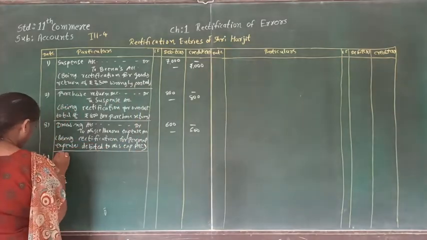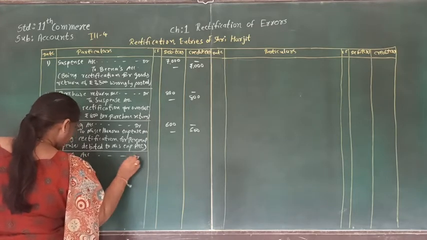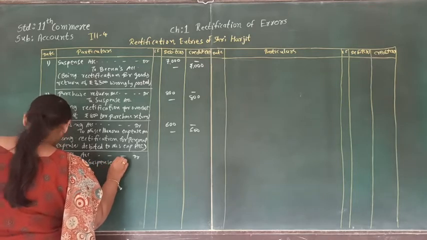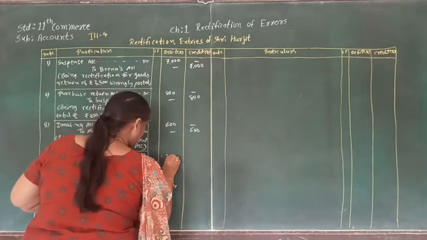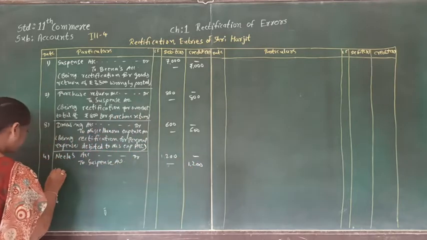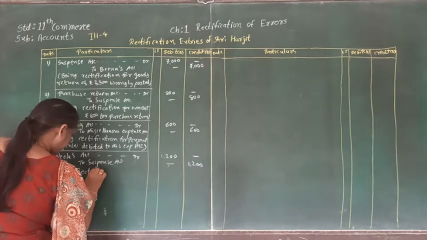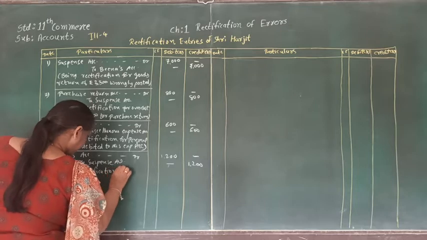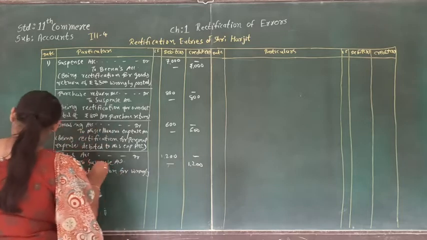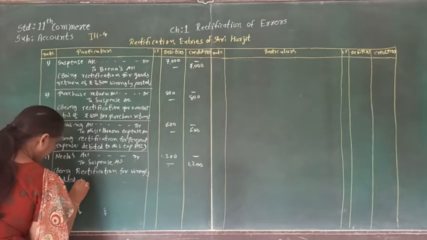Neela account debit to suspense account. And here the amount is 1,200, being rectification for wrongly credited Neela account.